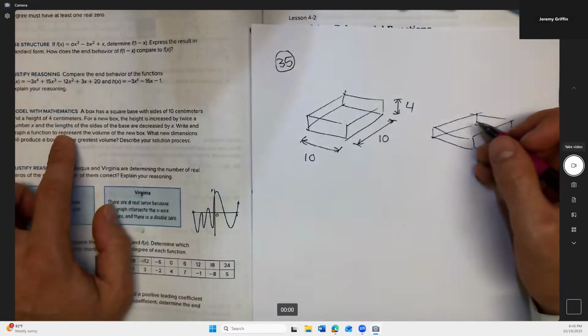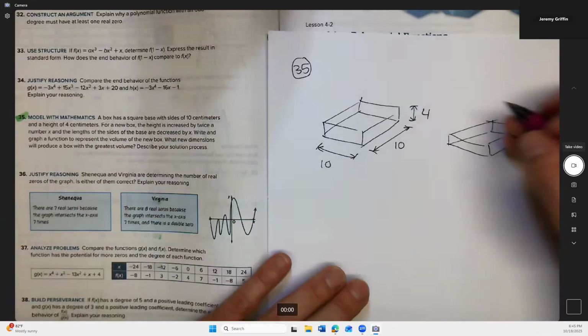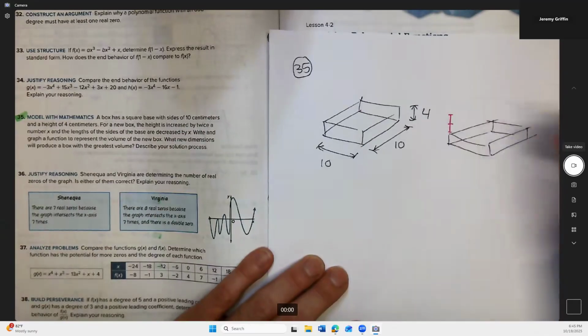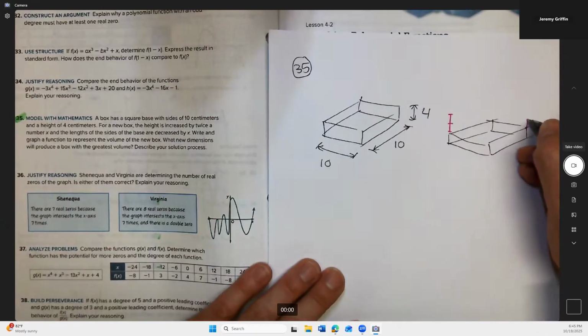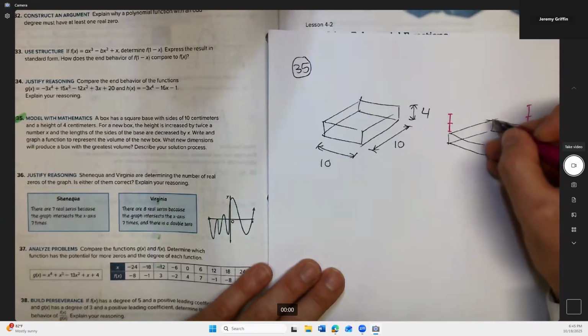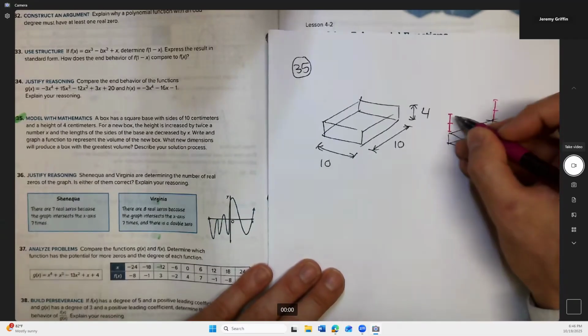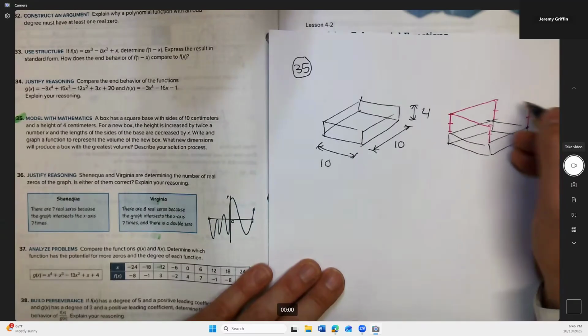Something to do with this variable x. It says the height is increased by twice some value x. So let's say this is x and this is another x. It could be a 2x. So we're bringing this whole box higher by 2 notches. By 2 notches, we're raising up the whole top box. Now it's a really tall box.